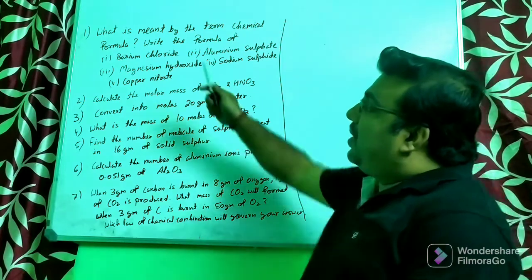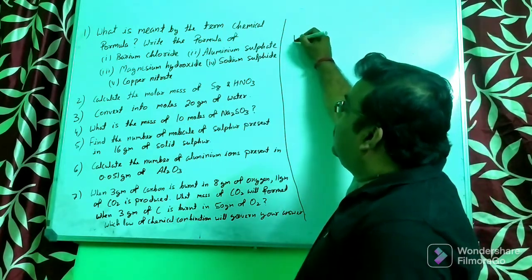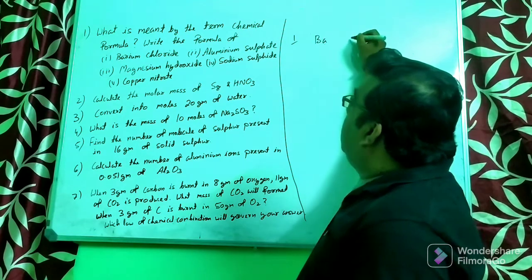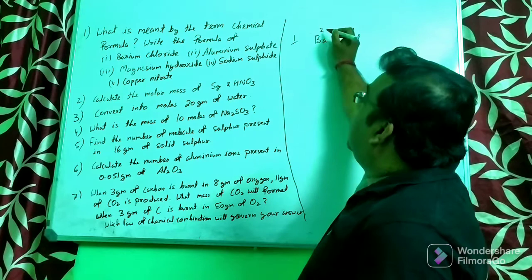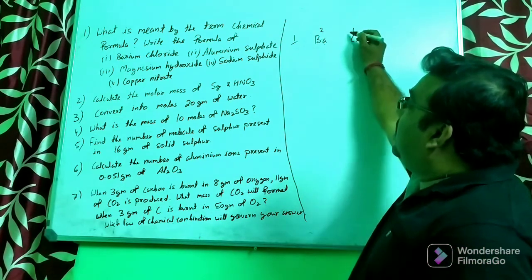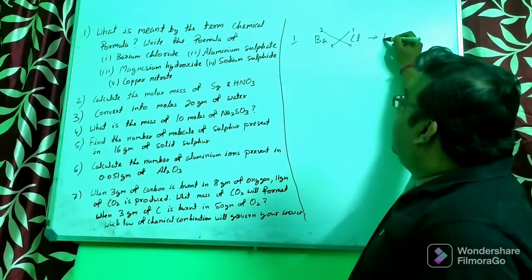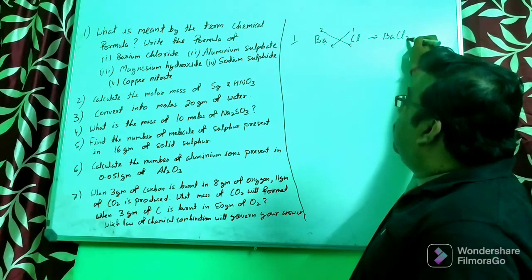Now the second part: write the formula of barium chloride. Barium and chlorine are combining. Chlorine has a valency of 1 and barium has a valency of 2. So the valencies are crisscrossed, and as a result, it is BaCl2.